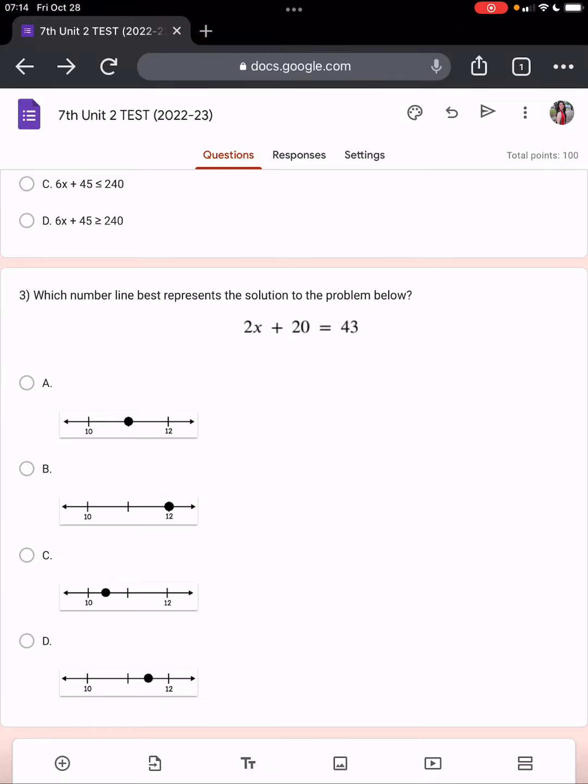Number 3. Which number line best represents the solution to the problem below? 2x plus 20 is equal to 43. I will not read the answer choices, but do note that each answer choice from A to D has a dot that is placed in between 10 and 12. You must decide where it goes.